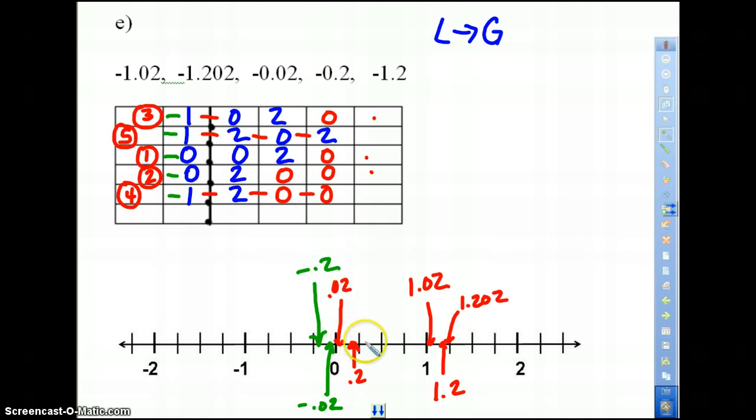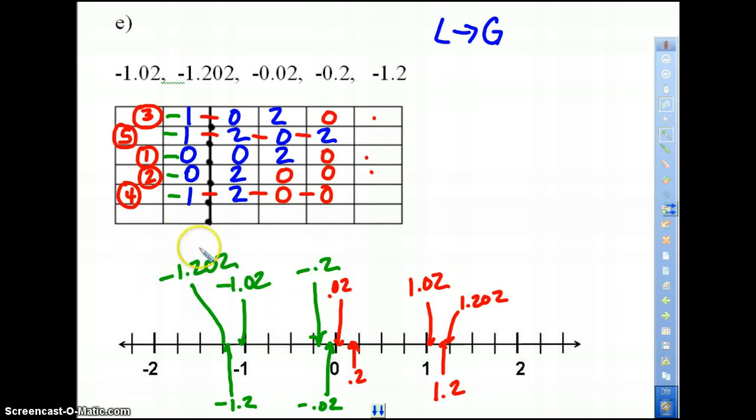Our next number was 1.02, but really it's negative. It's going to be the same distance on the opposite side of your 0. So I'm just going to flip it over here. Right there is negative 1.02, right there. Our next number was positive 1.2, but it's really negative 1.2. So negative 1.2 is about right there. And our last one was actually negative 1.202. It's on the opposite side of 0, the same distance that this one is. So if I come over here, it's right here, negative 1.202.